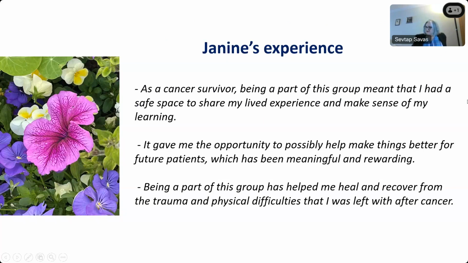I was fairly young. My surgeon joked with me that I wasn't as young as I thought I was, but I was 42 when I was diagnosed with stage 3 rectal cancer. And my treatment plan was very invasive. I had radiation, I had surgery, a very difficult surgery with a permanent colostomy, and 6 months of chemo. So the whole thing took a year.